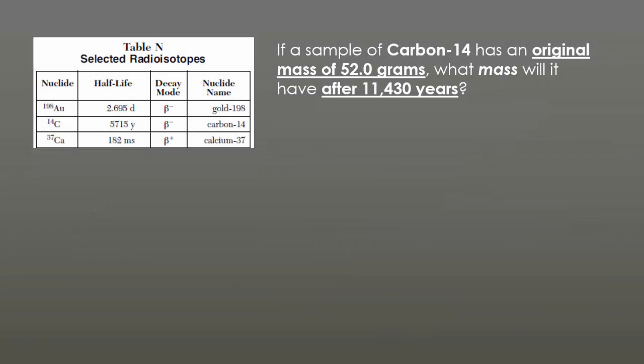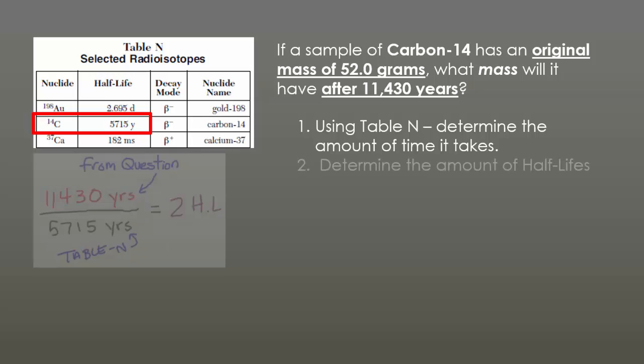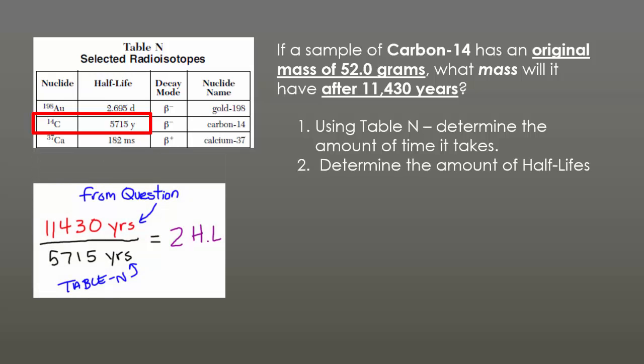This one says that if we have a sample of carbon-14 that has an original mass of 52 grams, what mass will it have after 11,430 years? So this is one where you're going to be actually taking a mass and decaying it for a certain amount of half-lives. So step one is using table N, determine the amount of time that takes. That's every half-life is 5,715 years. So let's determine how many half-lives that is.